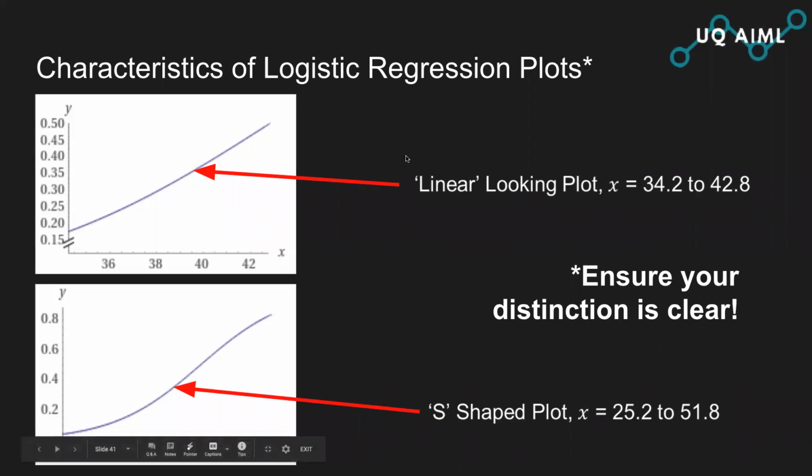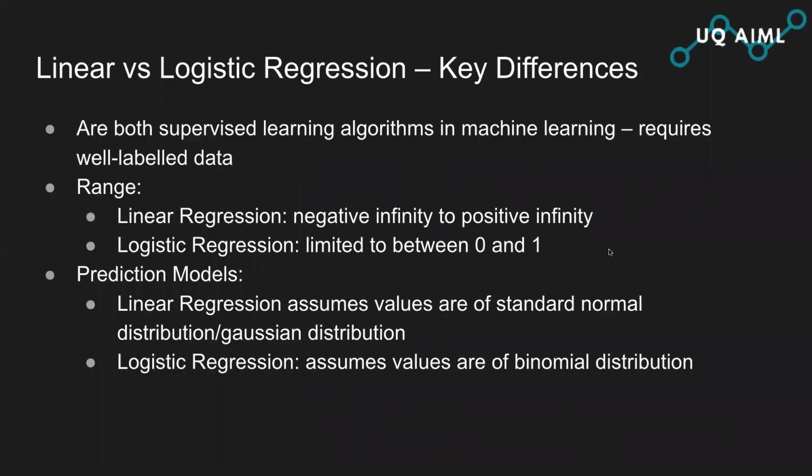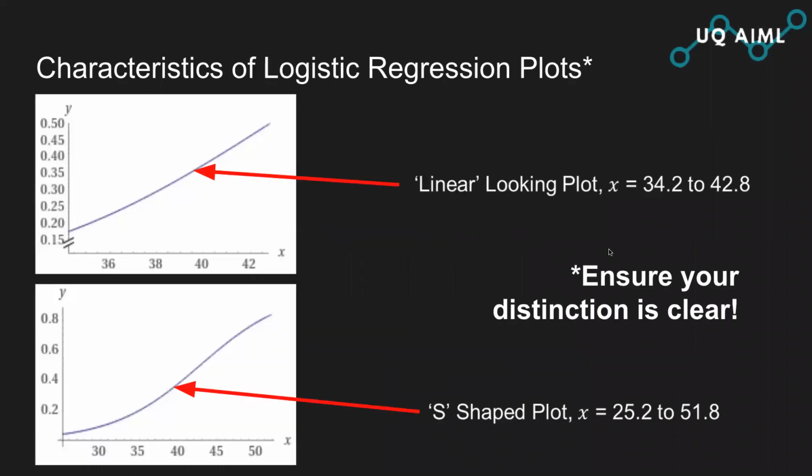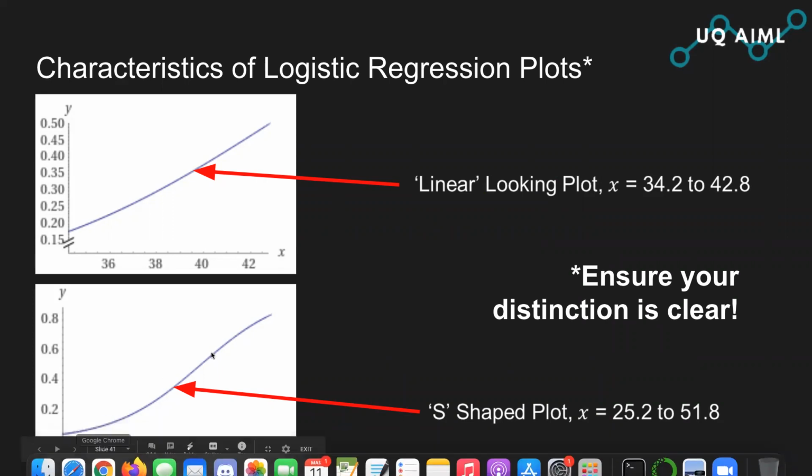So it looks kind of linear if our latitude was between these sort of ranges, and it looks kind of S-shaped if the latitude is between this sort of range. So you have to be really careful that the values match up properly.